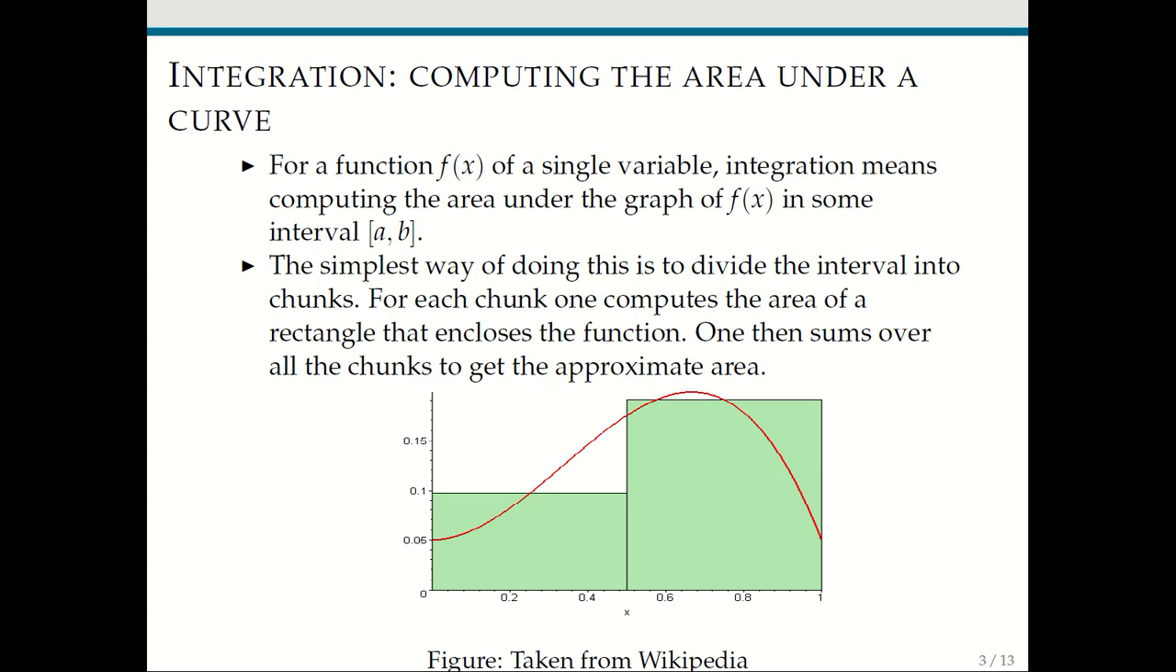The simplest way to estimate this area would be to divide my interval, which in this case is between 0 and 1, into two chunks, 0 to 0.5 and 0.5 to 1, draw rectangles that go through the midpoint values of the function, compute their areas, and then sum them together. Of course, this would be just an estimate, and it's a pretty crude one. But it actually gives us a hint on how to proceed further.